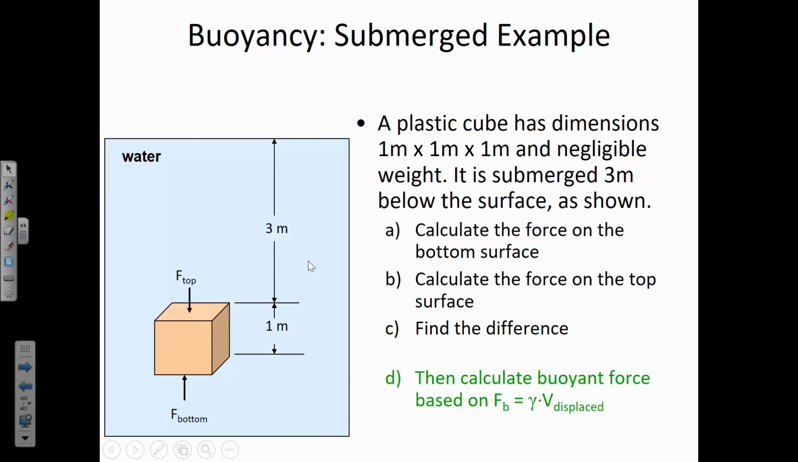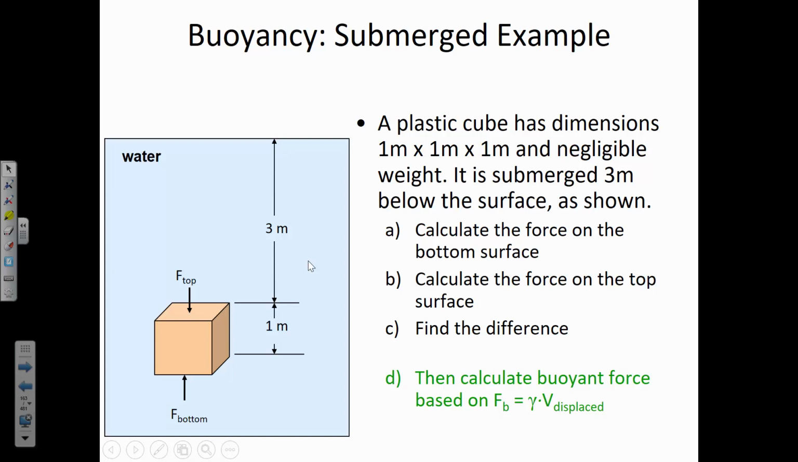So let's say that we've got this box that's submerged. Just to prove the idea of buoyancy to you, that it really is the difference between the forces on the underside and the forces above. Let's say we've got a plastic cube that's 1 by 1 by 1, and it's submerged 3 meters below the surface. So from the water surface to the top edge of the cube is 3 meters. What I'd like you to do is calculate the force on the bottom surface, the force on the top, and then the difference between the two, and then calculate the buoyant force, just as the volume that's displaced.